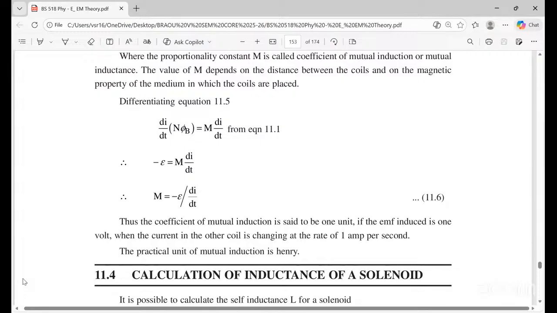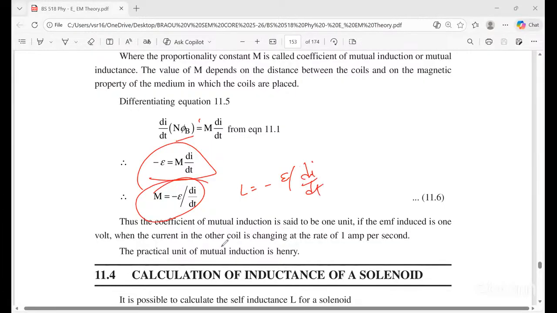Here also the same thing and the same equation: d(N phi B) by dt, which is nothing but M dI by dt, from equation 1.11.1, or E equals this, M equals minus E by dI by dt. Self-inductance and mutual inductance are both the same, but self means only one coil, and mutual means two coils are there. E is the EMF, and dI by dt is nothing but the rate of change of current.